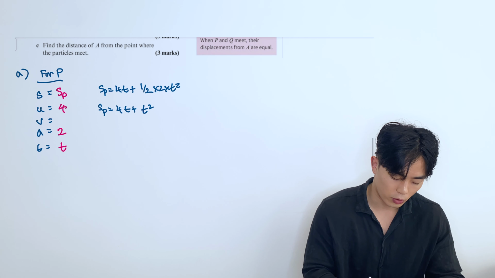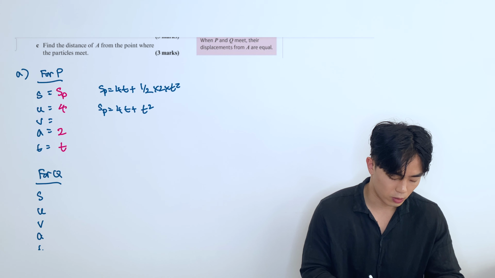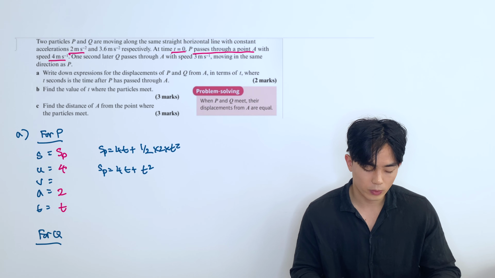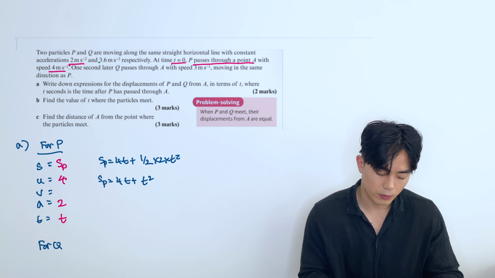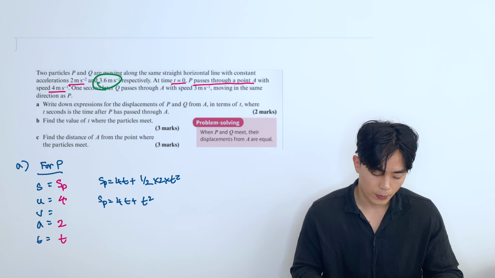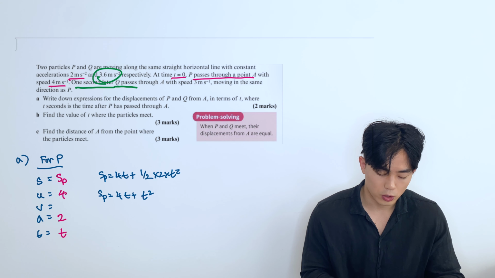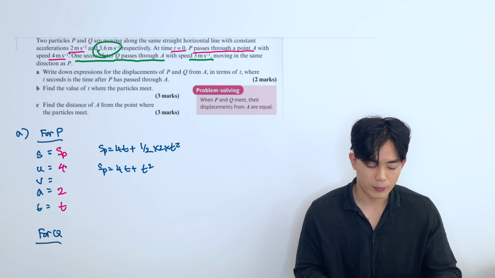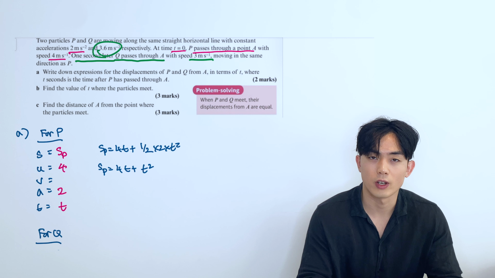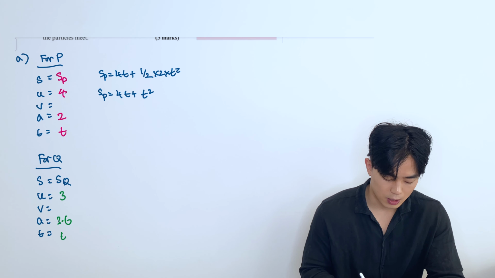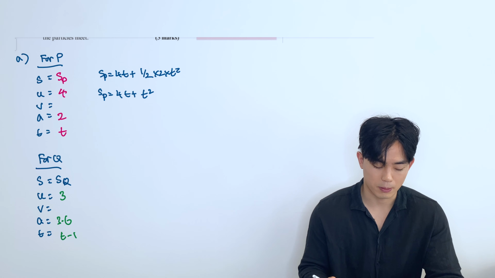Let's look at Q separately. Same thing, list out what you do know out of the SUVAT values. S, we'll call it sQ for particle Q. It says for Q the acceleration is 3.6, so this a is 3.6. Now, 1 second later, Q passes through A with speed 3. So that means the initial velocity is 3, but this time it's 1 second later, right? So P has traveled off first, and then Q is going to travel a second later. So for the time value, it's no longer going to be t, it's going to be t minus 1, okay?